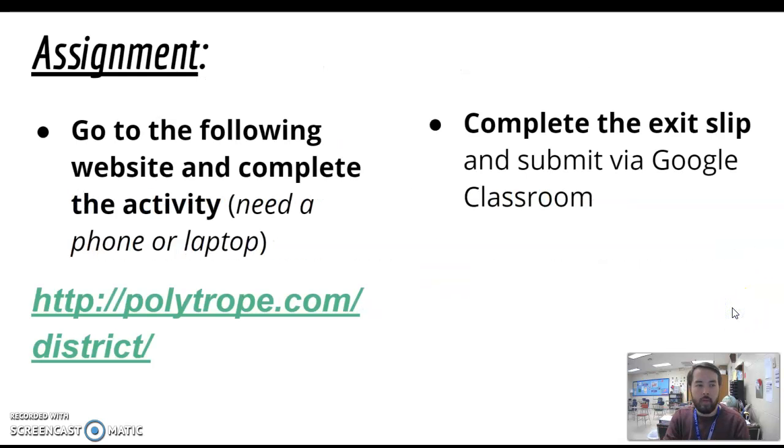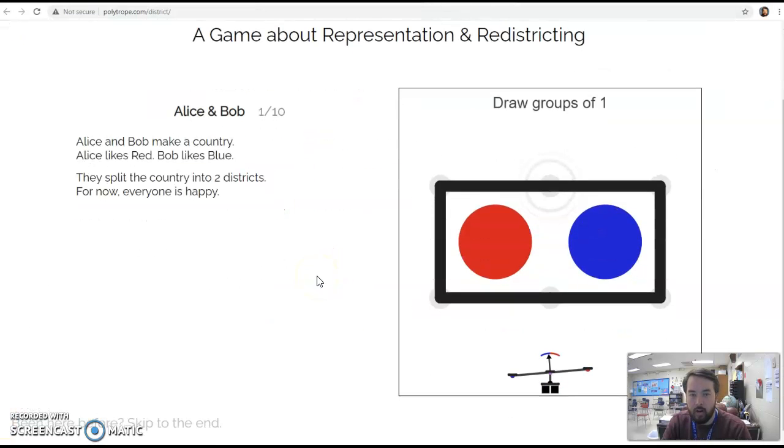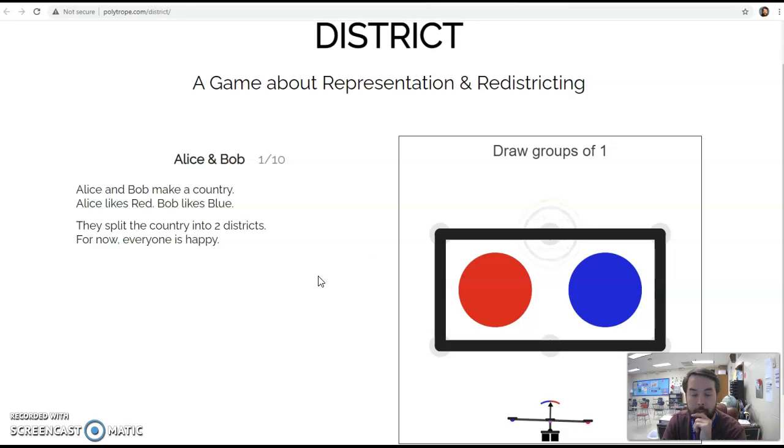So what we're going to be doing next is a very short assignment where we're going to do a little interactive activity through this website, and there's a link in Google Classroom, and you're going to complete an exit slip. One thing that I want to show you is the activity you're going to do, and it's going to show you in general terms how a district is drawn.